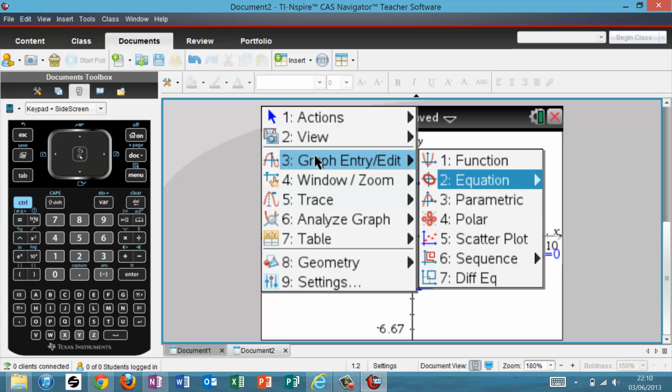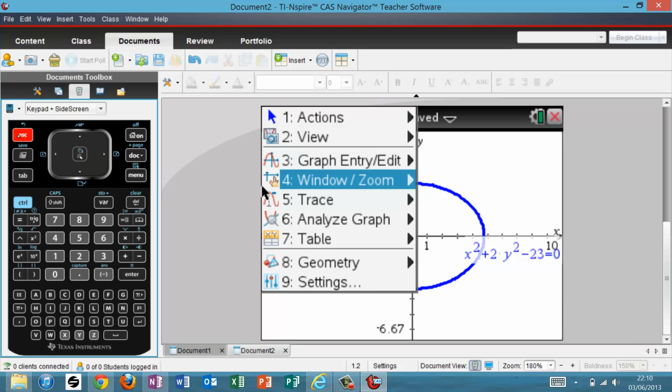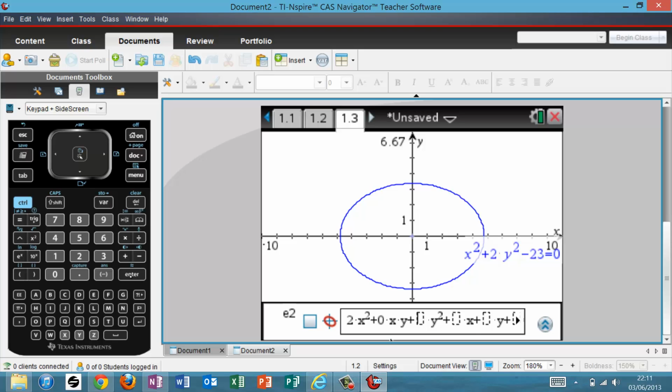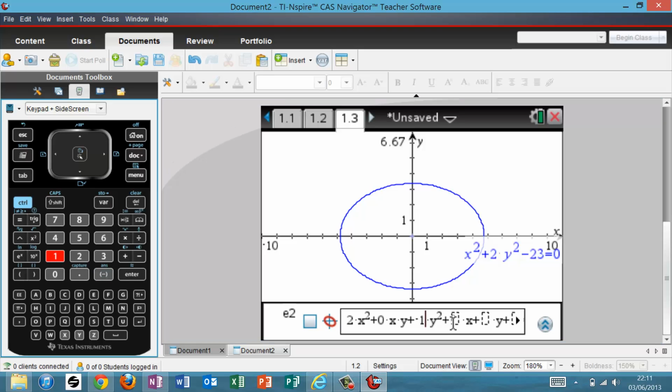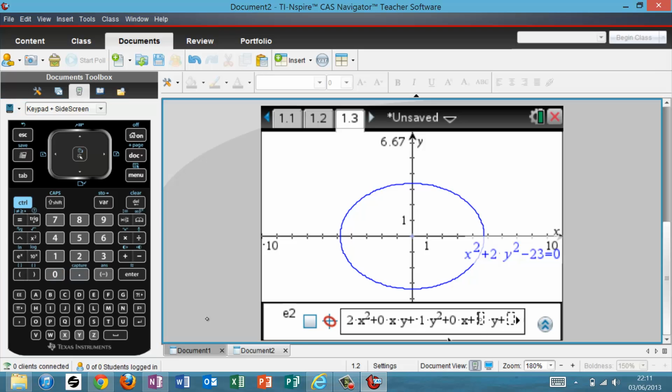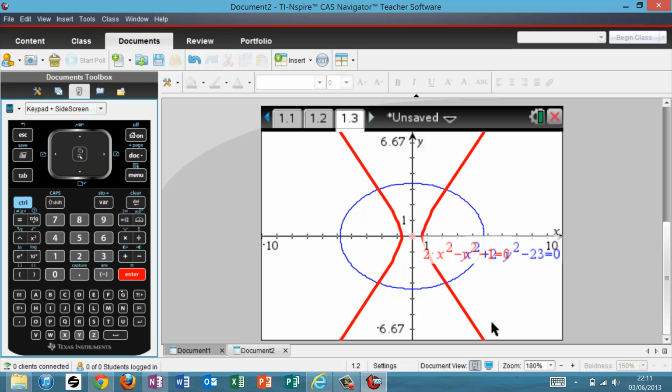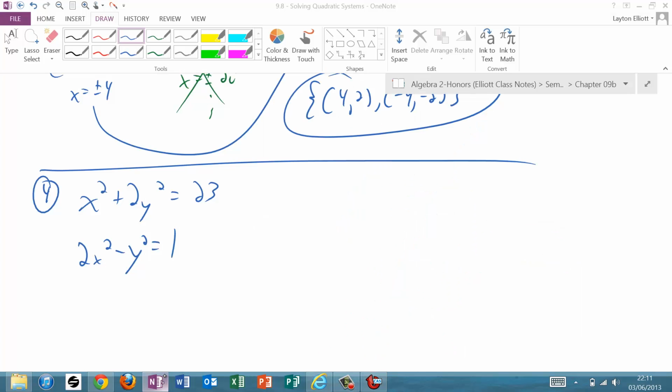Oh wait, I don't need to do it through here. I just press tab, and then I get an entry. 2x squared, 0xy. I want minus y squared, so I'm going to put -1. 0x, 0y, and -1. Ooh. You can see my point. We have 4 intersection points between an ellipse and a hyperbola. So let's just make sure we can get 4 intersection points.